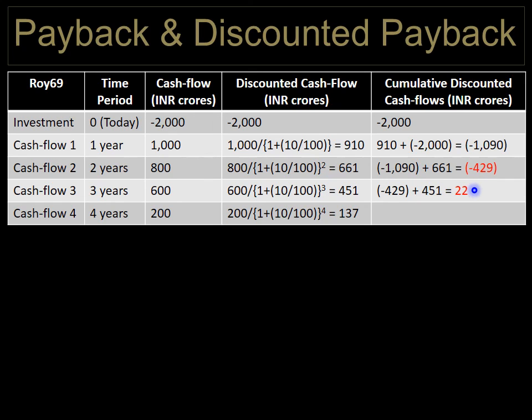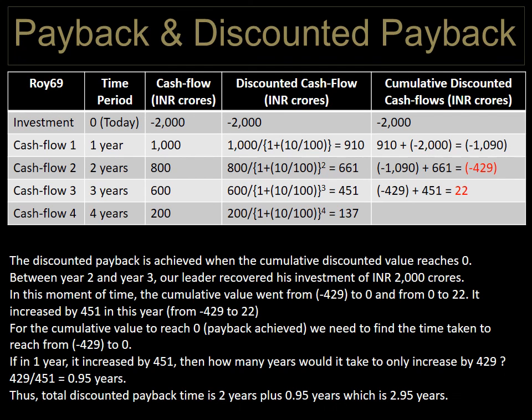That means again, between year 2 and 3, I have gone from minus 429 to 0 and from 0 to 22. Again, I only wish to find out how much time it has taken to go from minus 429 to 0 in this year. So it's taken me 1 year, 2 years, and some more time. How do we calculate it? The same way. In the year, it went from minus 429 to 0 and 0 to 22. That means the total jump is 451.